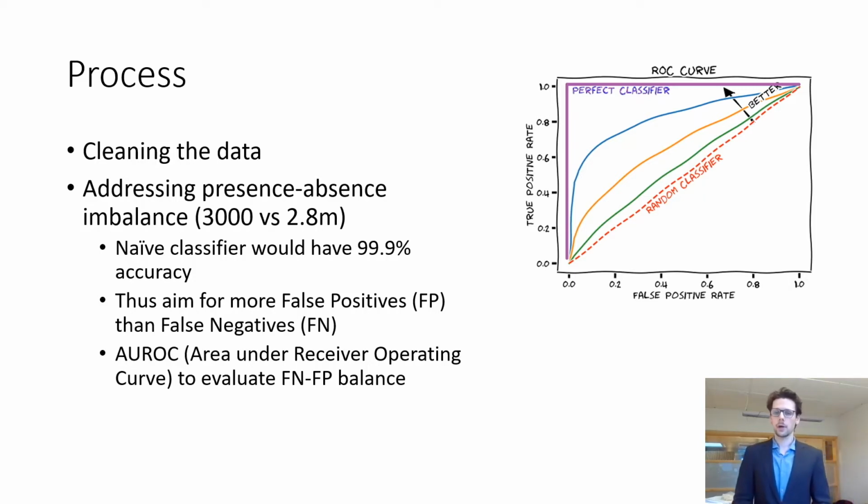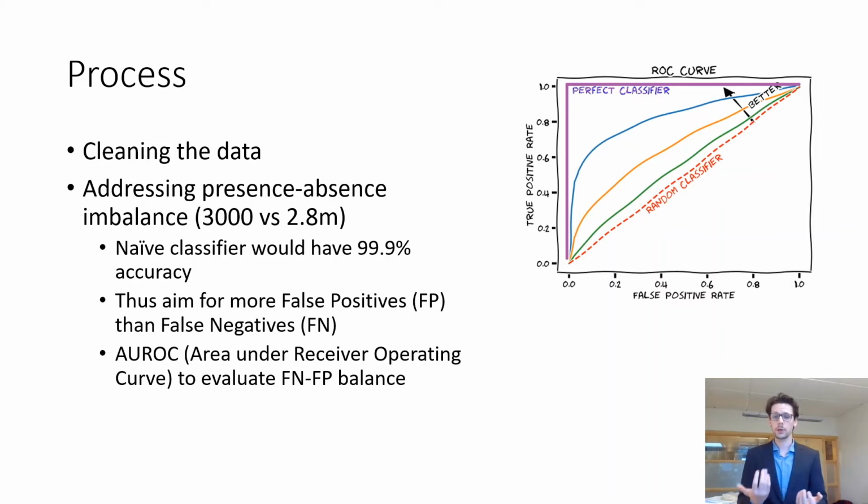The next step after that was to address the high imbalance between presence data, which we had 3,000 data points for, and the absence data, which was almost 3 million. The challenge there is that a naive classifier would easily reach a very high accuracy, because the naive classifier would just say that every area in the Baltic Sea has no shrimp available.